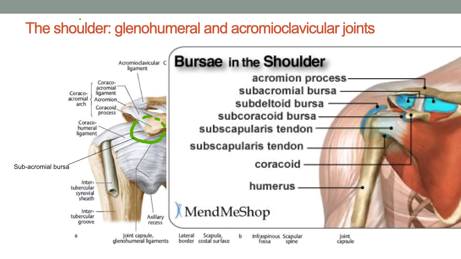There are also two bursae. So we have the subacromial bursa and the subdeltoid bursa, located here in this image. These are shown in bright blue. These prevent friction between the rotator cuff muscle tendons and the scapula as these tendons cross the glenohumeral joint.